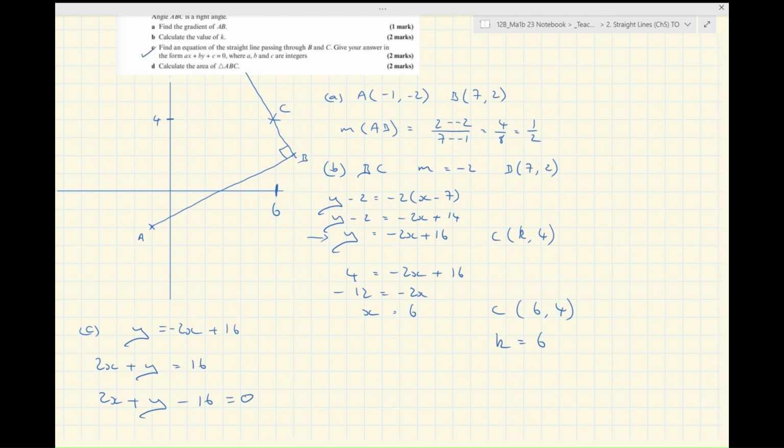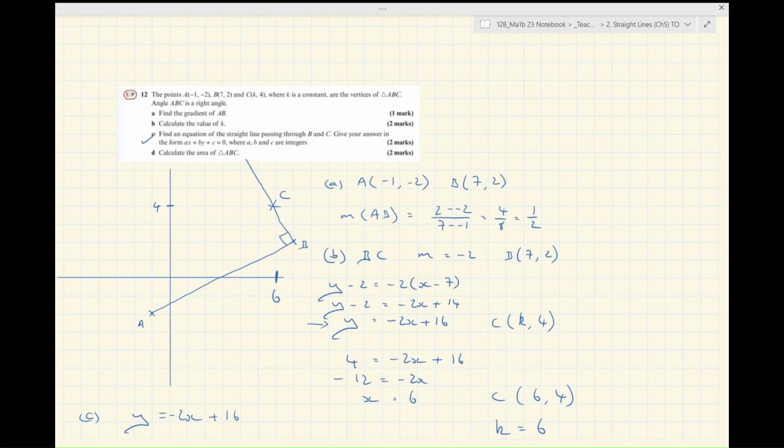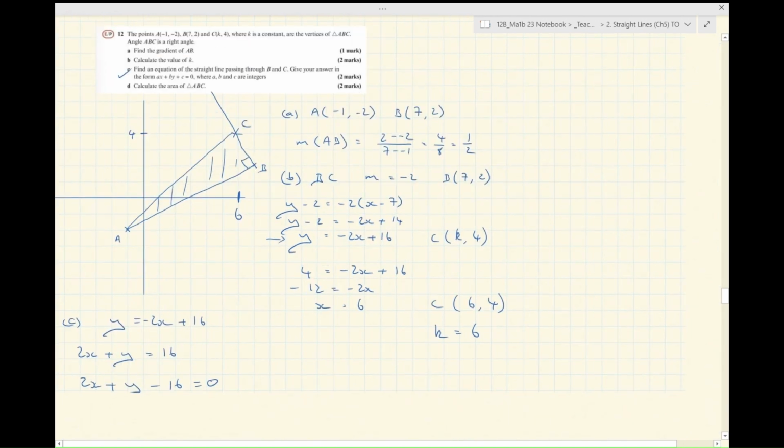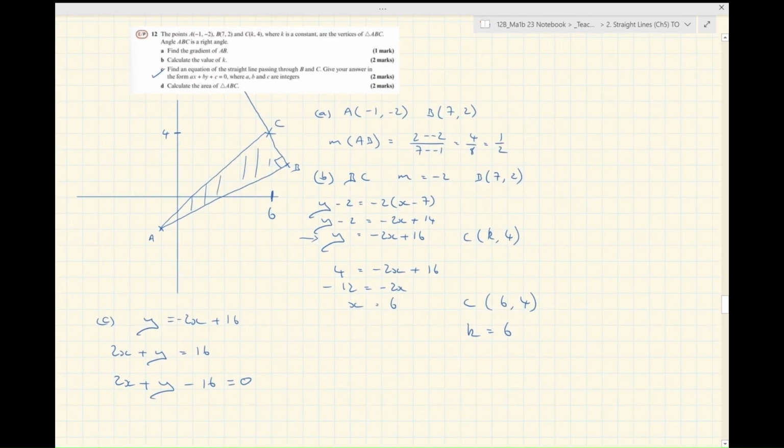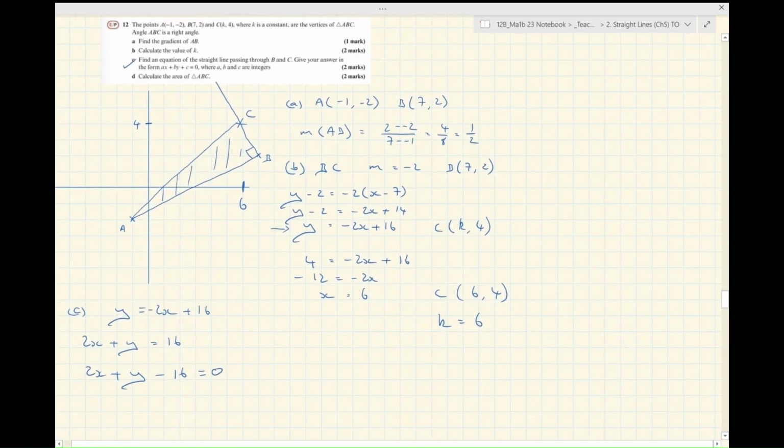Right, calculate the area of triangle ABC. Sorry, here's the triangle ABC. And I need to calculate its area. So I want to know the base and the height, and then I'll do base times height divided by 2. Right, well the base, let's do this over here. So the base runs from A to B. So that is from -1, -2 to B, which is 7, 2.